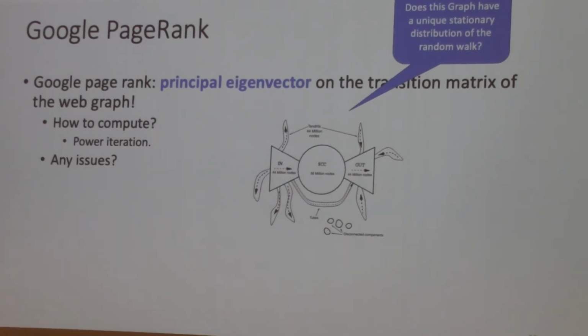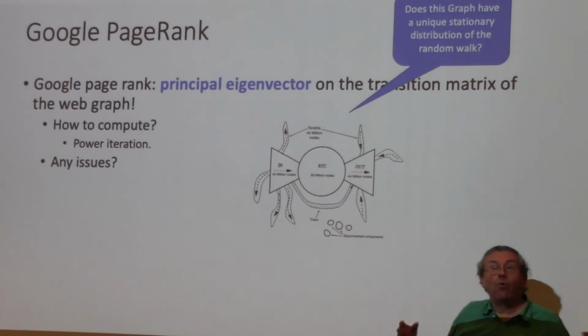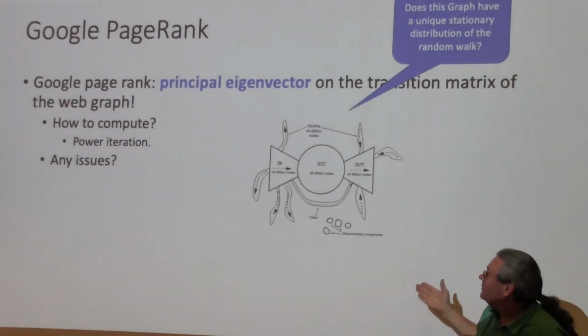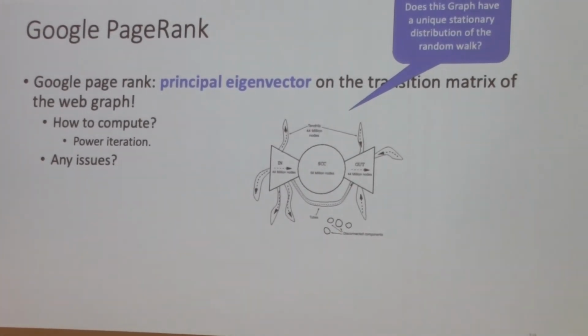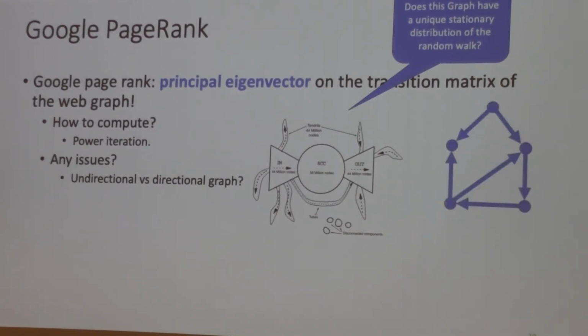Does this graph have a unique stationary distribution of the random walk? Well, no, it doesn't. Because it's not strongly connected and aperiodic. It might be aperiodic, but it's not strongly connected. Okay. What is the problem? Well, it's a directional graph. Okay. Look at this one.